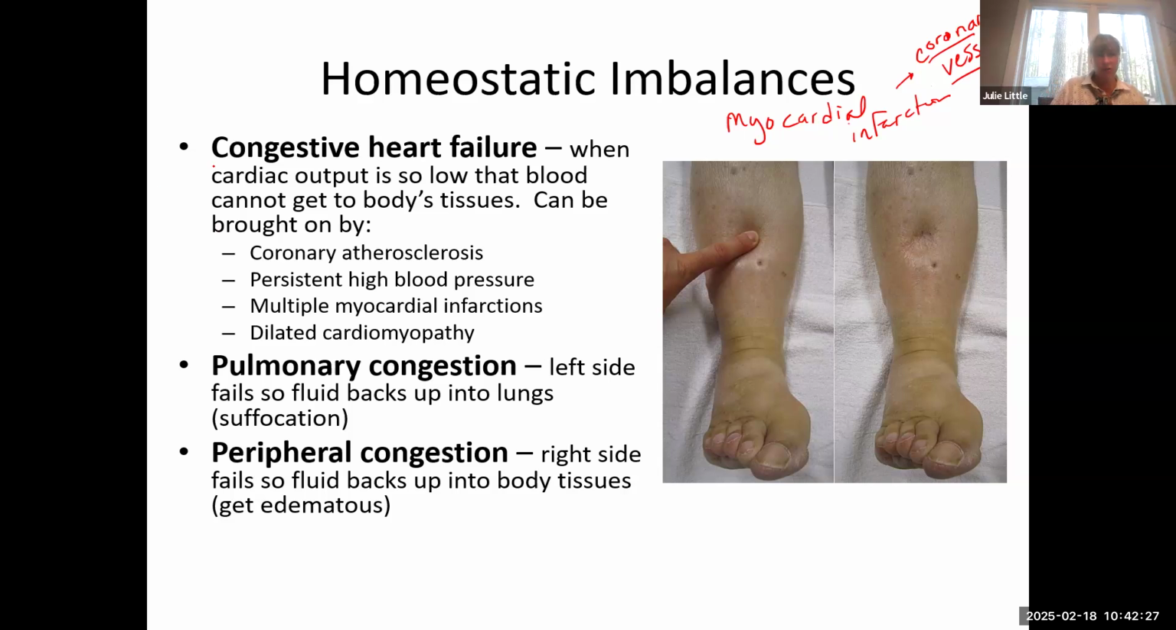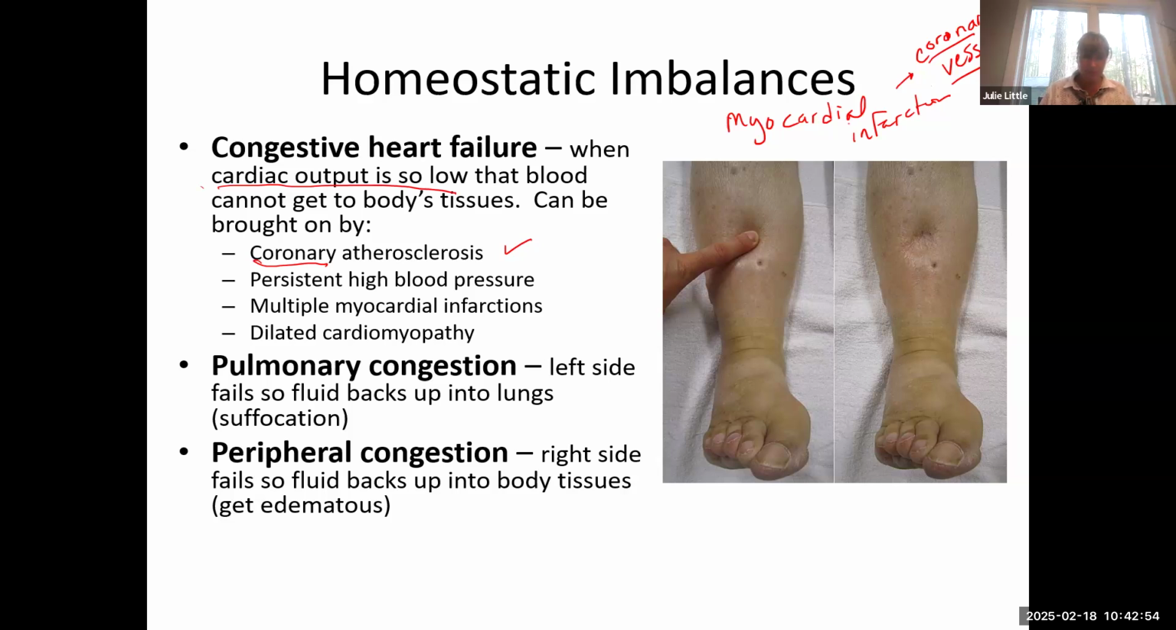In congestive heart failure, cardiac output is so low that the body can't get enough blood. It's caused by a variety of reasons, and they're not often known. It can be brought on by coronary atherosclerosis. So you need to know, what is coronary? Coronary are those blood vessels. If there's hardening in those blood vessels and it really affects the heart over time, then it can cause cardiac output to decrease.